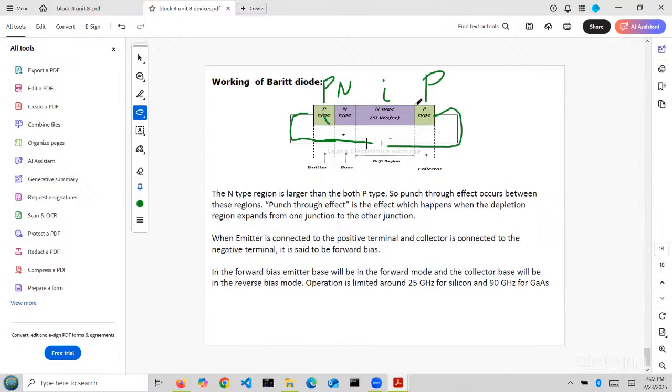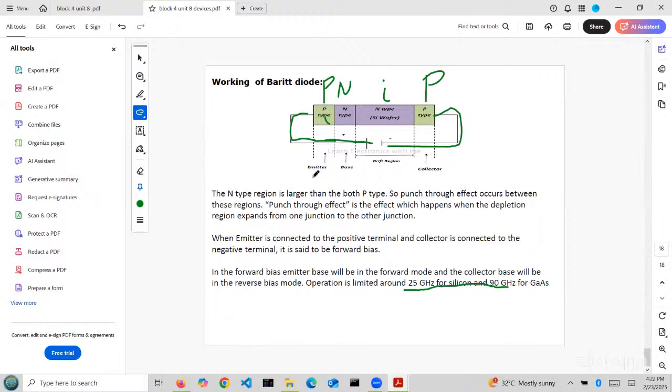Next, on which frequency are we operating this one? 25 gigahertz to 90 gigahertz. This frequency is operating for which one? Barrett diode. And which type of material are we using? Gallium arsenide material we are using.